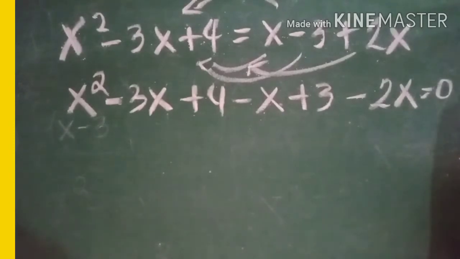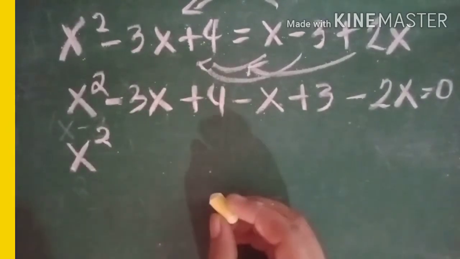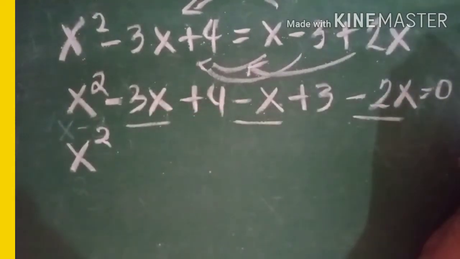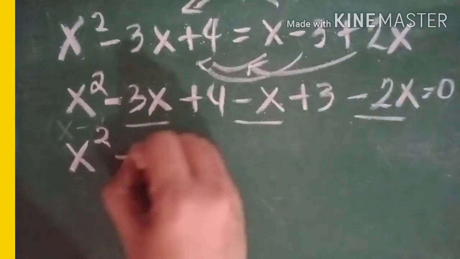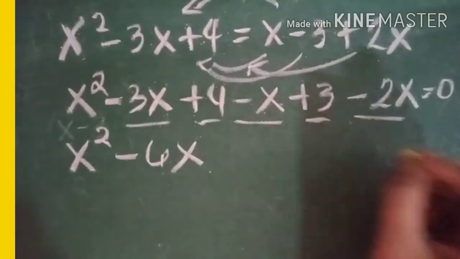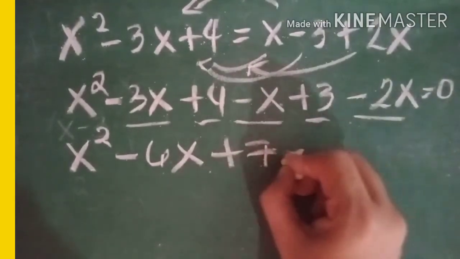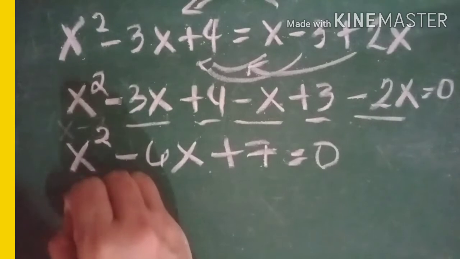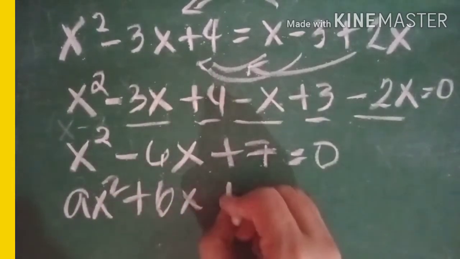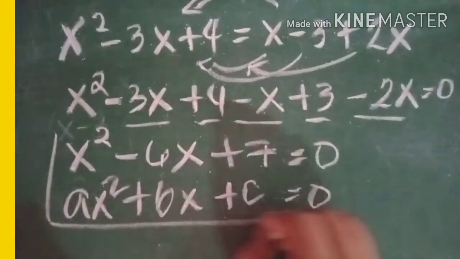Okay, simplify natin yung result by combining like terms. So, we will write x squared. And then, we combine negative 3x, negative x, at negative 2x. So, since pare-pareho ng sign, i-add natin. So, the answer is negative 6x. And then, combine natin yung constant 4 and 3. So, 4 plus 3 is 7. Then, equate sa 0. So, now we have the standard form ax squared plus bx plus c equals 0.